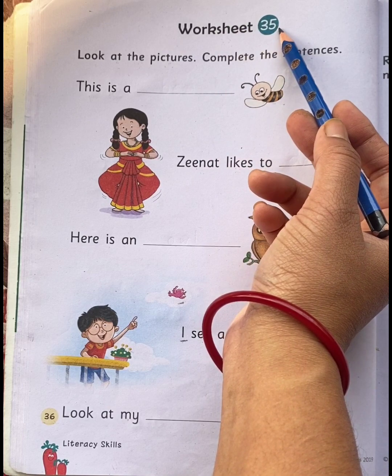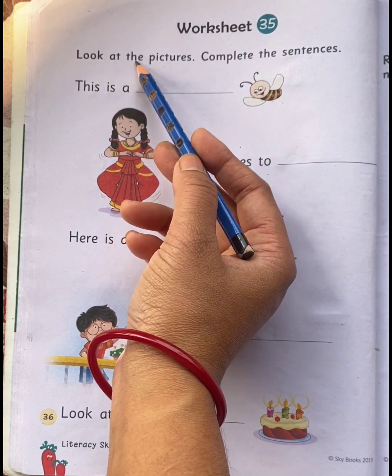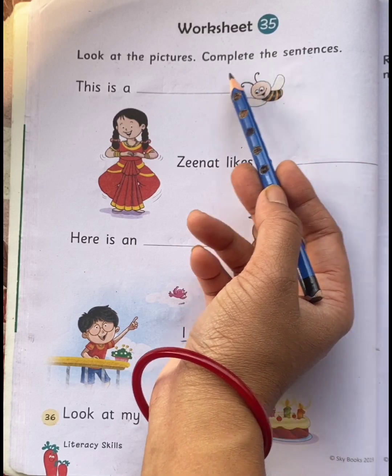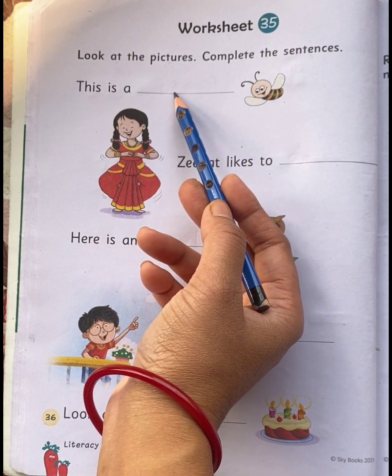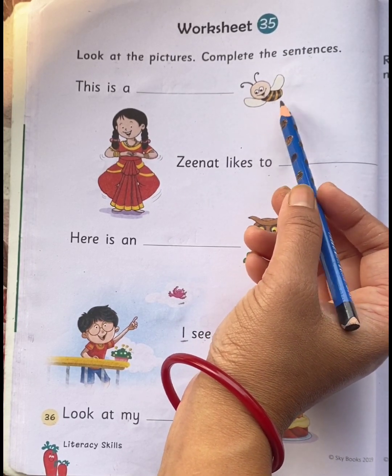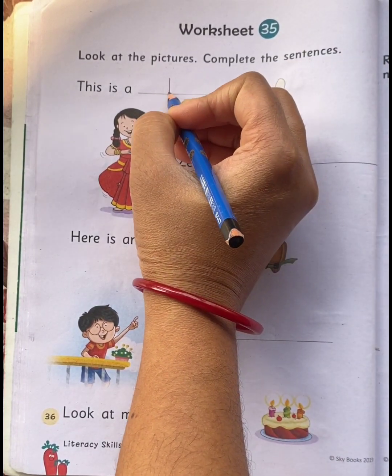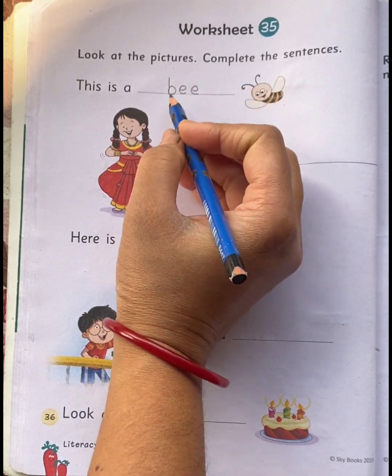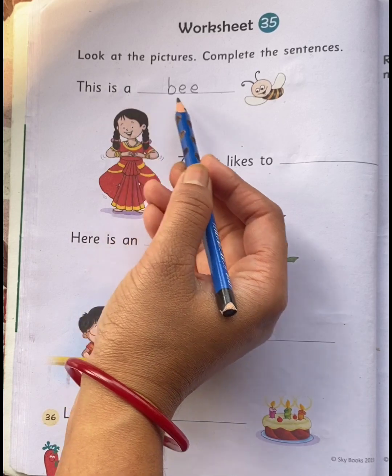Worksheet 35. Look at the pictures. Complete the sentences. This is a dash. Now see the picture. What is this? This is a bee. So write here B-E-E, bee. This is a bee.